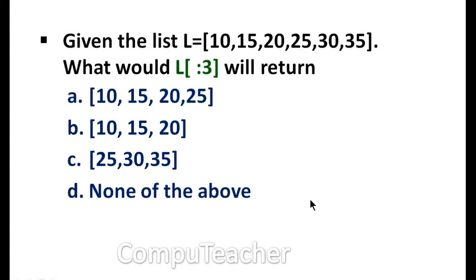Clear? Next question. Given the same list, what would L[:3] return? See the answer, it is 10, 15, 20. Here the stop value is given as 3 but no start value. So it will take the default start value, that is 0. So it starts from 10, then the skip value is 1 only, stop value 3 means up to index 2: 0, 1, 2. So the result is 10, 15, 20.